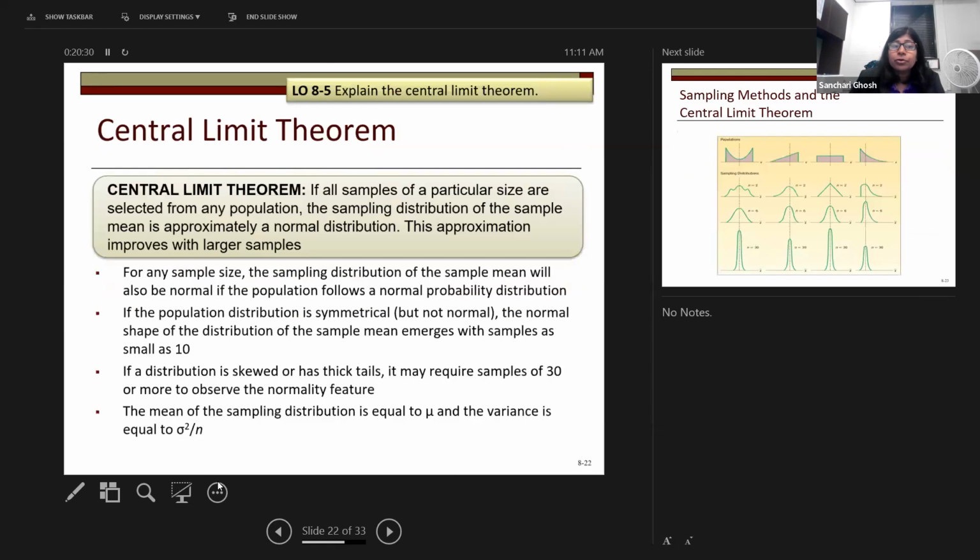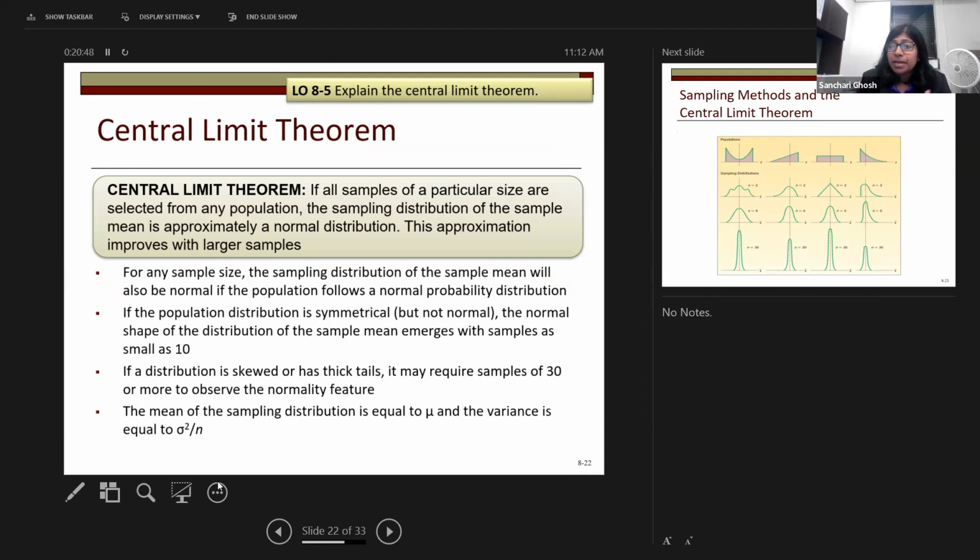And therein we invoke the central limit theorem. We say that if all samples of a particular size are selected from any population, the sampling distribution of the sample mean is approximately a normally distributed mean. This approximation improves with larger samples.